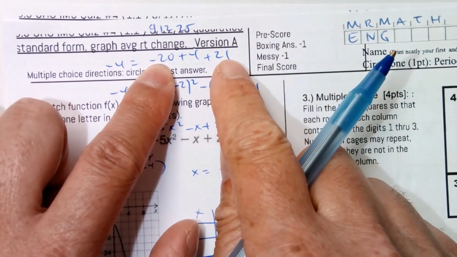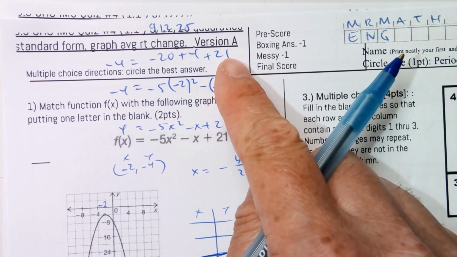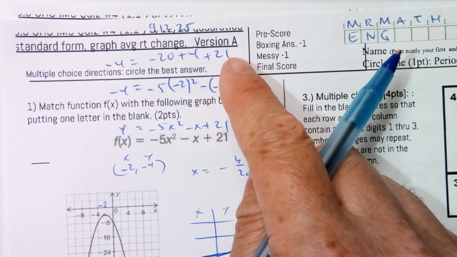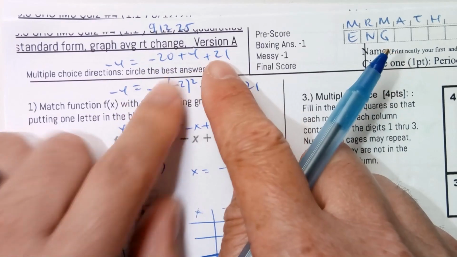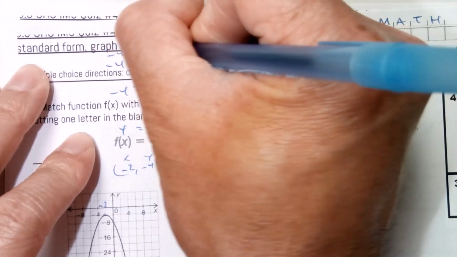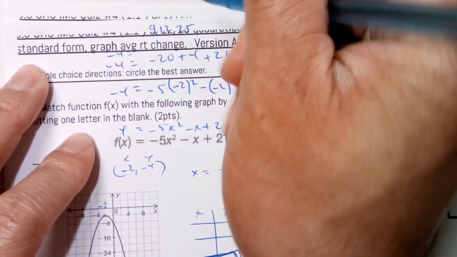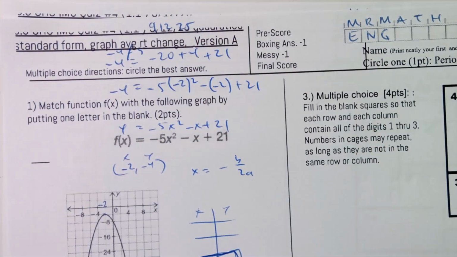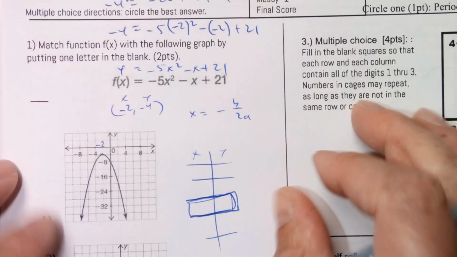So that gives us 1, and 1 plus 4 is 5. So that'd be -4 equals 5, which would be false. Okay, so let's try this one.